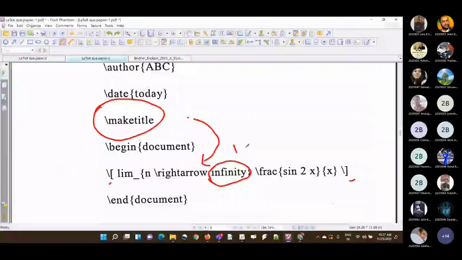What is the command for infinity? \infty, okay. So the backslash is not there and a spelling mistake is there. We are not supposed to write infinity completely, but backslash infty. Then frac is there, then sine 2x. Here the backslash is missing. Fine, and the rest is correct.